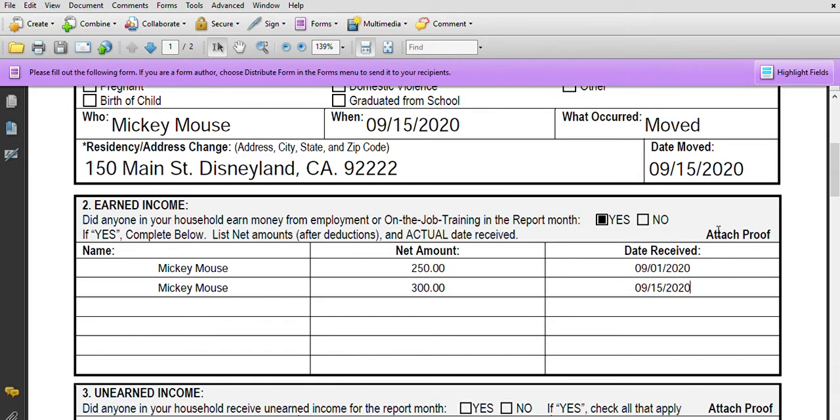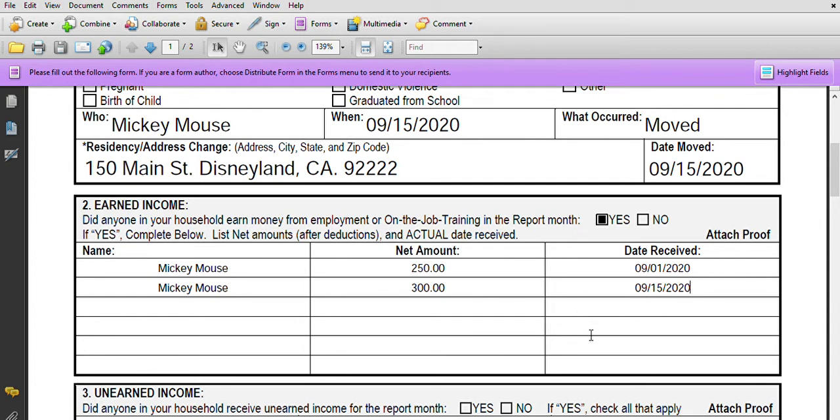Once again, you're going to see attached proof. Most often, if you are not self-employed, you'll just attach your pay stub that correlates with what you're reporting. So Mickey, based on what he's reporting, he owes me 2 pay stubs for the month. He owes me a pay stub from the 1st and the 15th.